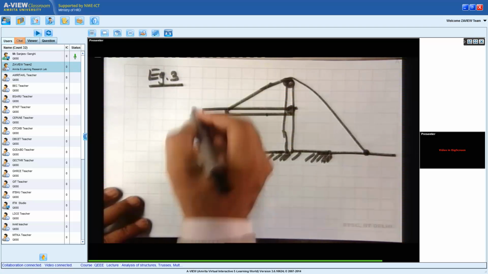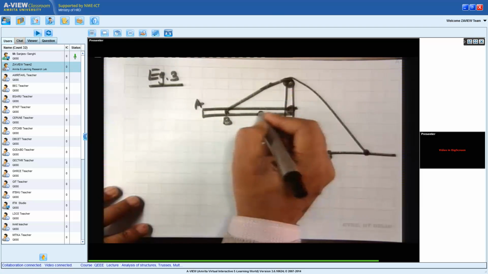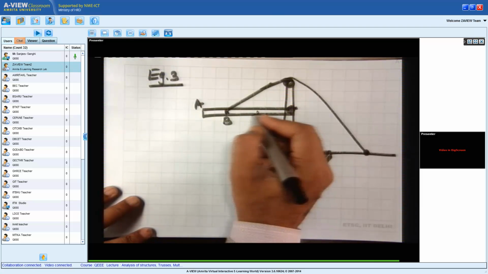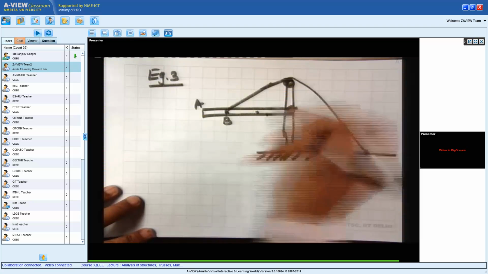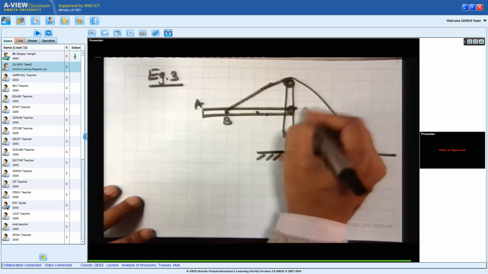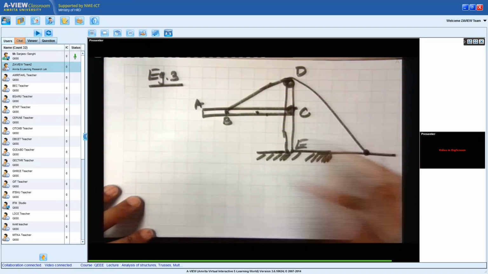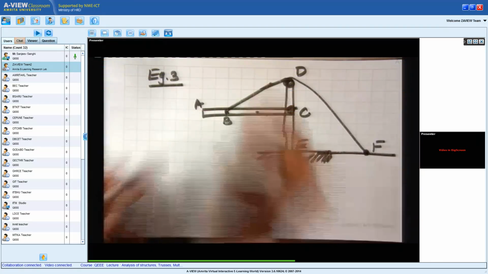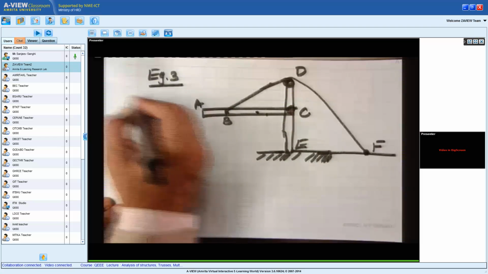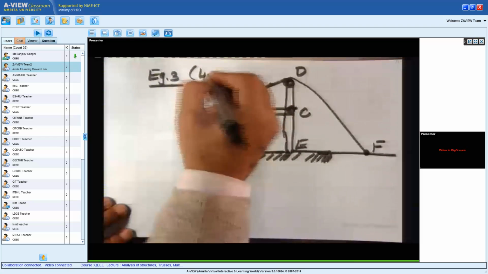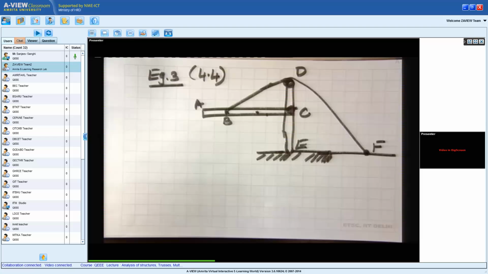Okay, so now this point is A, this point is B. There are two more points here. This point is C, this point is D, this is E, this is F. I'm keeping the same notation because this is sample problem 4.4 from the text. So I don't want the letters to be different in case you study this at home.